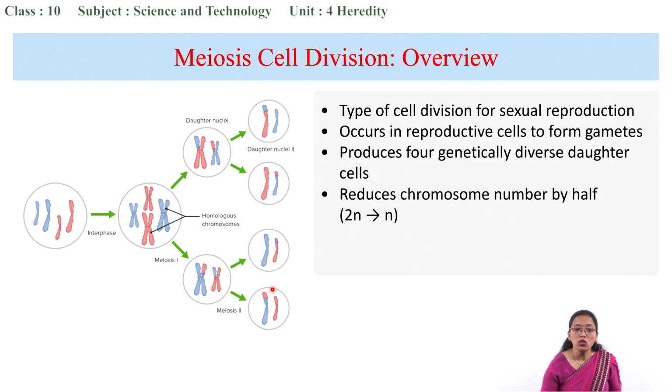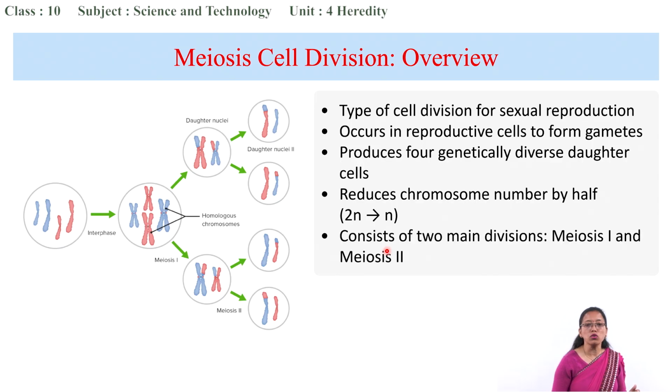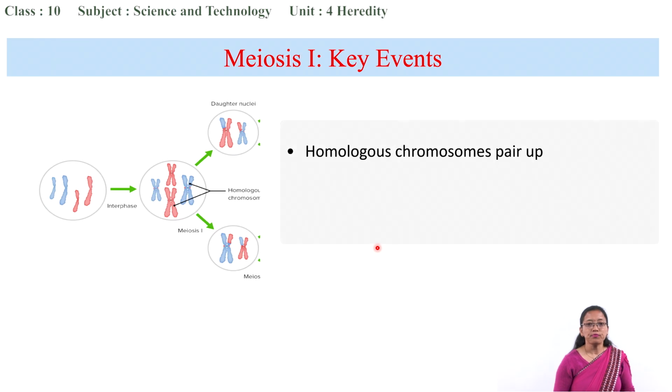And here the chromosome number becomes half. In mitosis, we have seen that the 2n number of chromosomes remains 2n. But here, the 2n diploid chromosome number is reduced to half. That's why it is also called reductional division. Mainly it takes place in 2 stages, meiosis 1 and meiosis 2. Mitosis completes in 1 phase only, but this takes place in 2 phases.